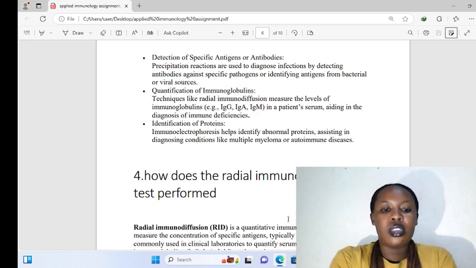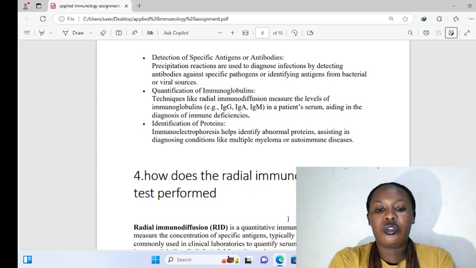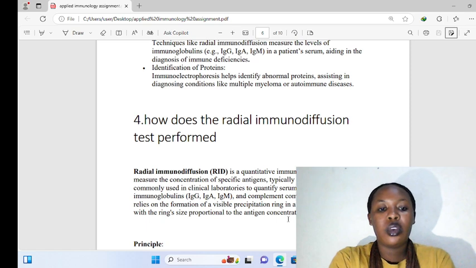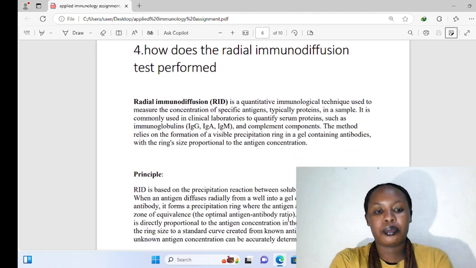Here is a technique like radioimmunodiffusion, which measures the level of immunoglobulin like IgG, IgA, and IgM in a patient's serum, aiding in diagnosing of immune deficiency. It is also applied in identification of protein, where immunoelectrophoresis helps identify abnormal protein and assists in diagnosing conditions like multiple myeloma or autoimmune disease.